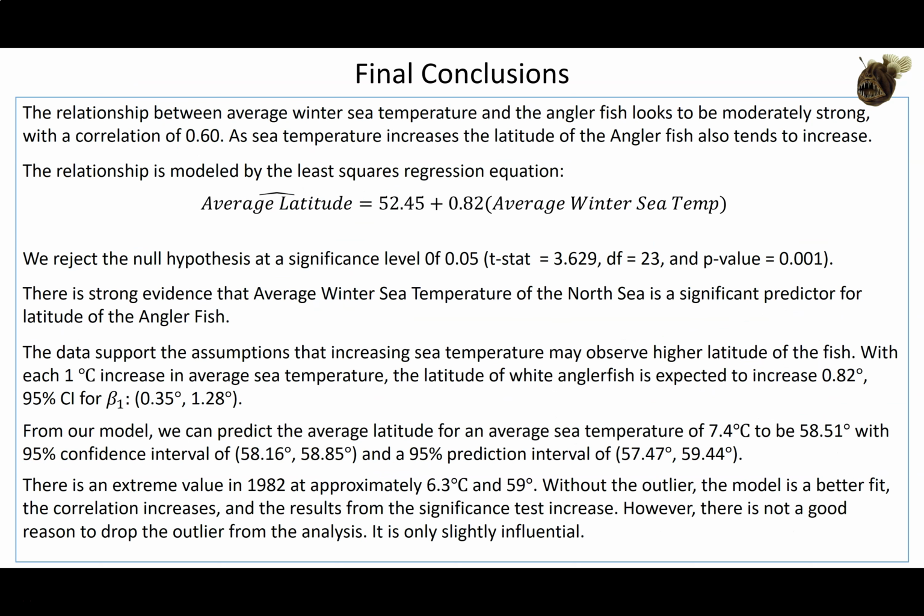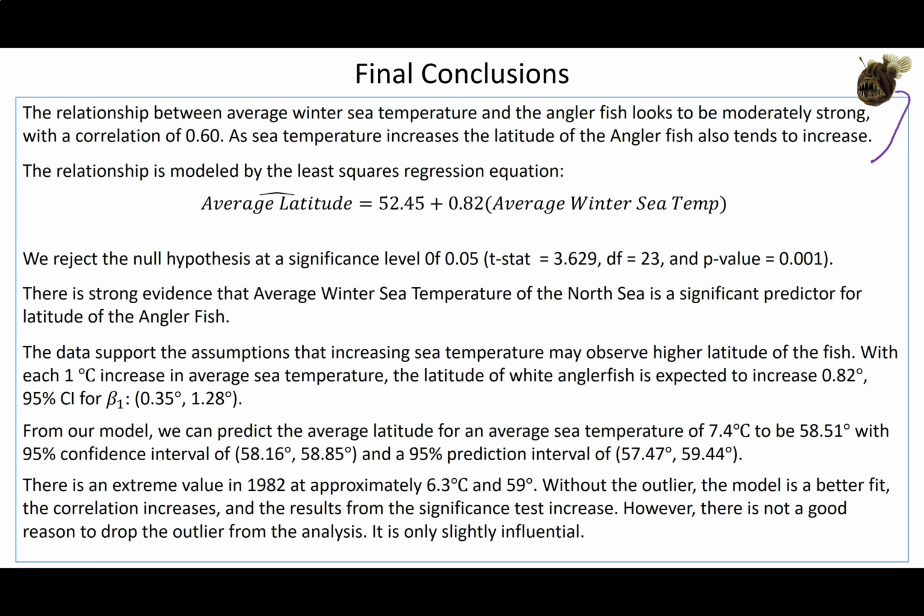So final conclusions. This is included on your slides. Obviously, please don't race to write all this. But this is where we go back and answer all the questions. So describing the relationship here between average sea temperature and the anglerfish looks to be moderately strong with a correlation of 0.6. As sea temperature increases, the latitude of the anglerfish also tends to increase.